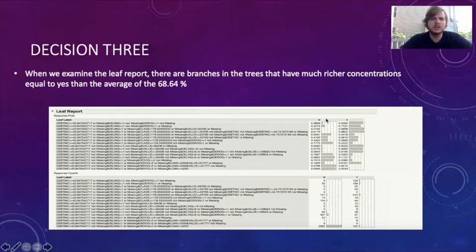We can also take a look at the leaf report, and we can see that there are branches in the tree that have a much higher concentration than the average of 68.64%. And you can take a look here and see that there are branches much higher than 68%, as mentioned before.